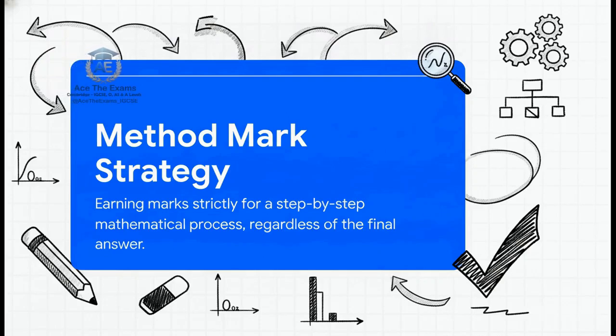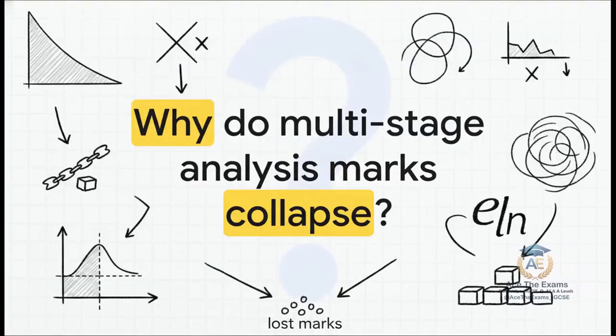The method mark strategy is about earning marks awarded strictly for demonstrating a logical, step-by-step mathematical process, regardless of the final answer. Examiners are auditing your systematic processing. Explicitly writing down the step where you take the natural logarithm of both sides of that equation and correctly expanding it to ln y equals ln a plus x times ln b is a specific, scoreable maneuver. Even if your final arithmetic later on is slightly off, that method mark is locked in and secured. The final answer is secondary. The process is everything.